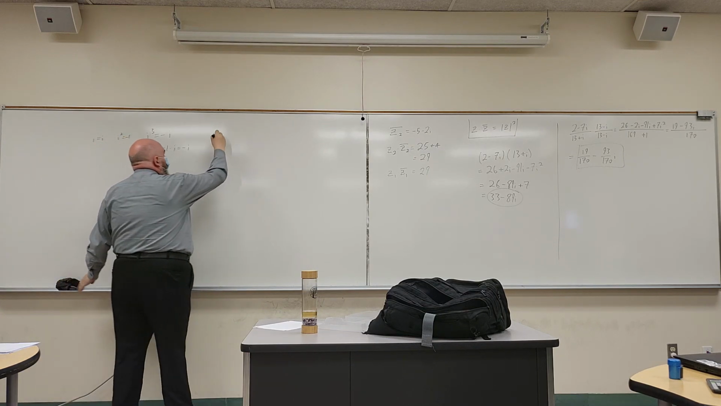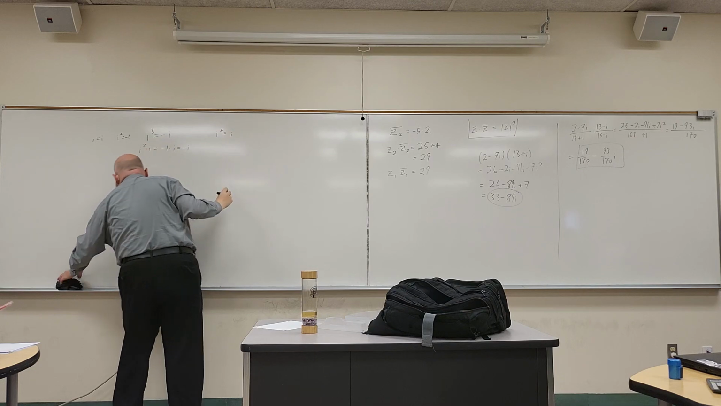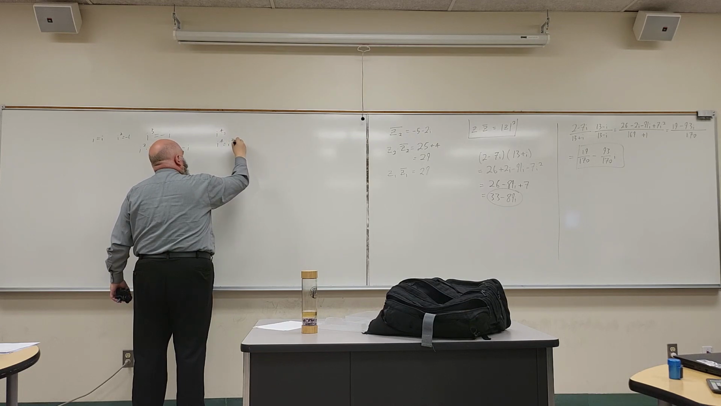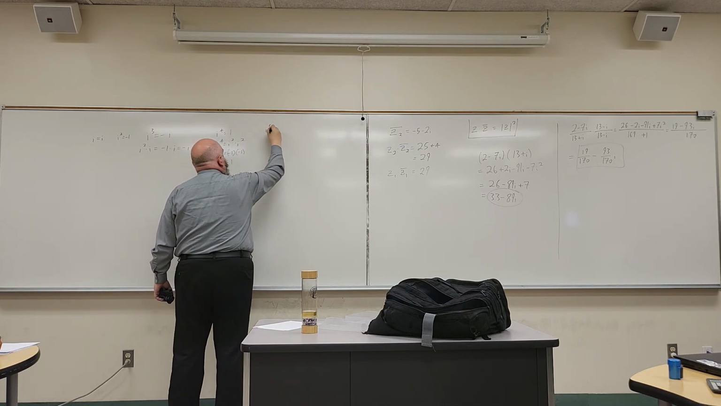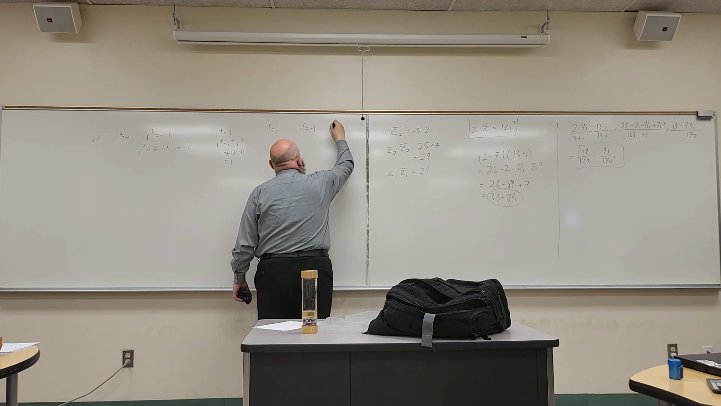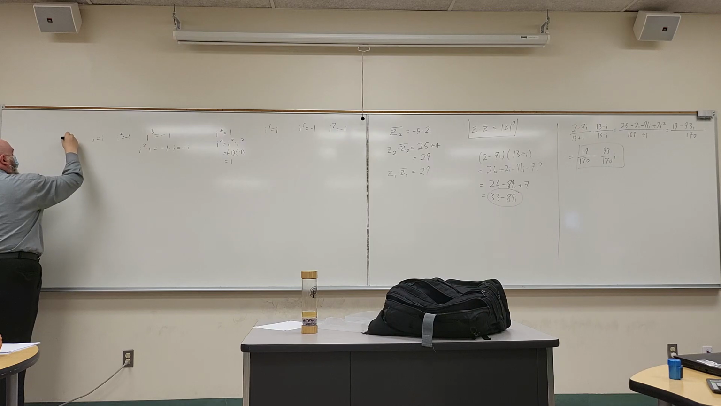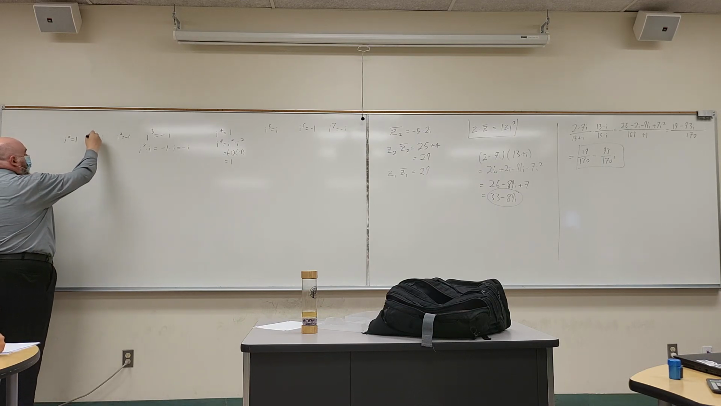What about i to the 4th? I can separate i to the 4th into i squared times i squared, which is negative 1 times negative 1, which is 1. So what's i to the 5th? i. What's i to the 6th? Negative 1. What's i to the 7th? Negative i. What's i to the 0 power? 1. Everything to the 0 power is 1. That never changes. Well, okay, 0 to the 0 power is indeterminate, but everything else is.